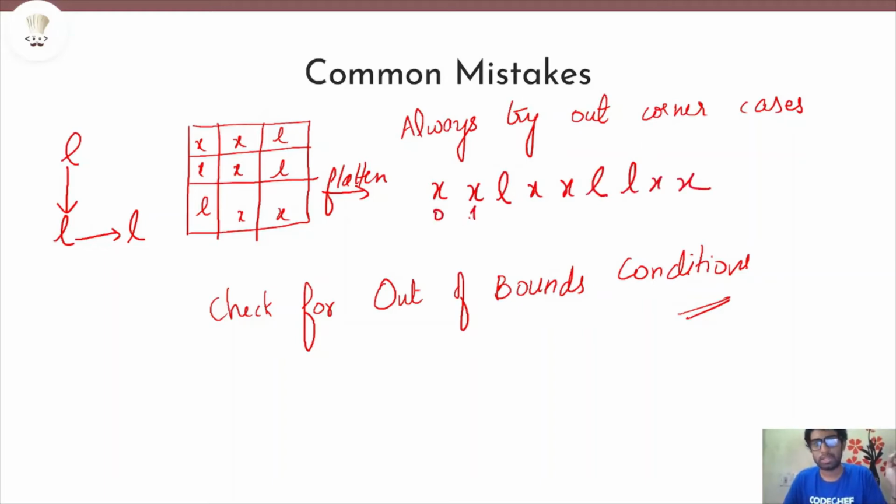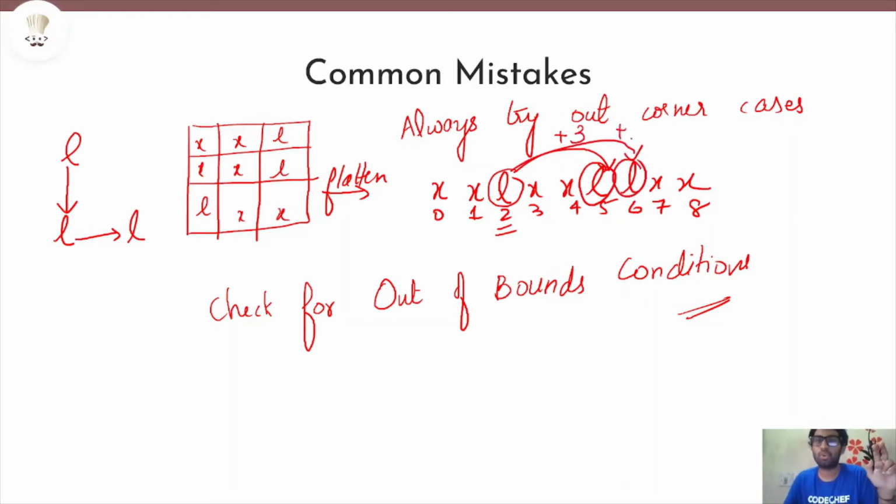Let me write the indices 0, 1, 2, 3, 4, 5, 6, 7, 8. According to my second approach, we are going to check each of these indices. If there is an L, we check that index plus 3 and that index plus 4 and see if those are also L's. Now I found my L here. This is index 2. 2 plus 3 equals 5. I found another L here at plus 3 index and I found another L at plus 4 index.